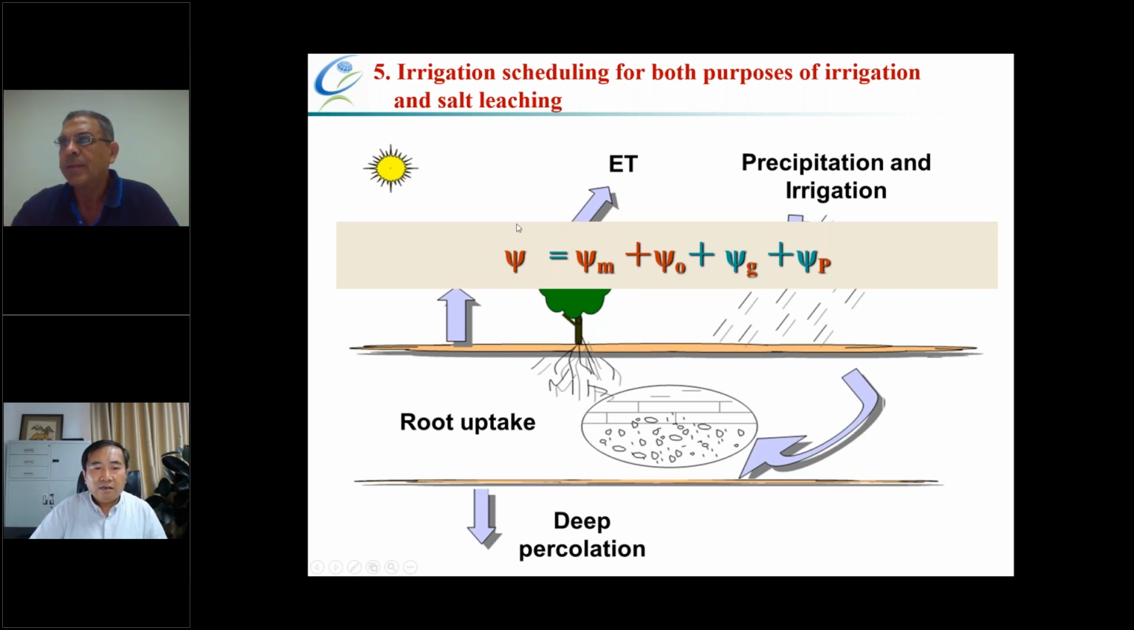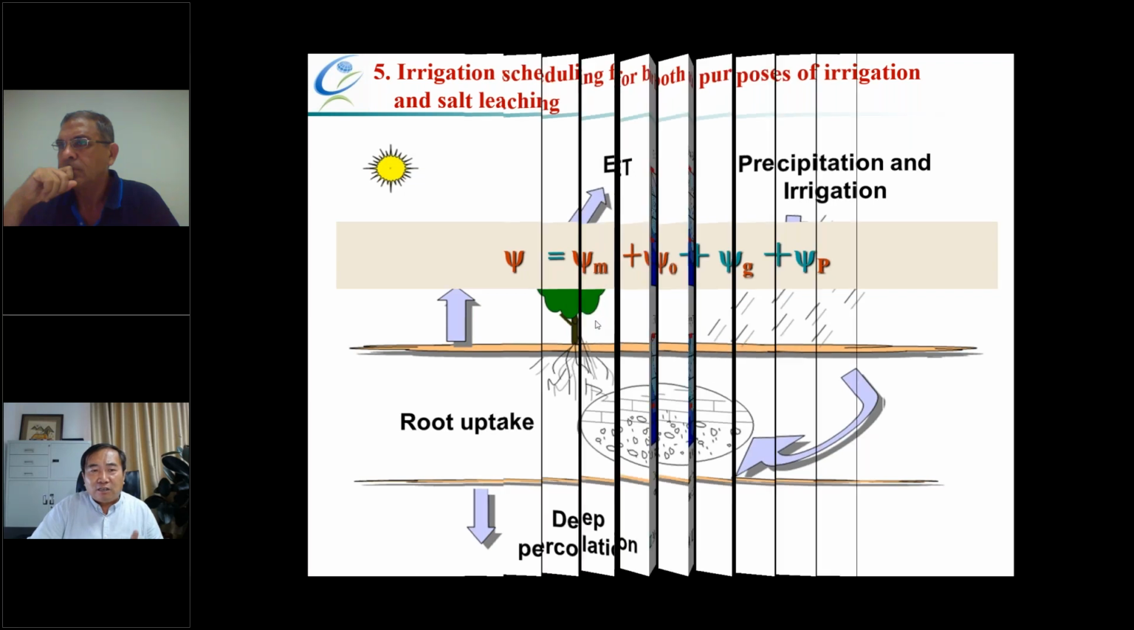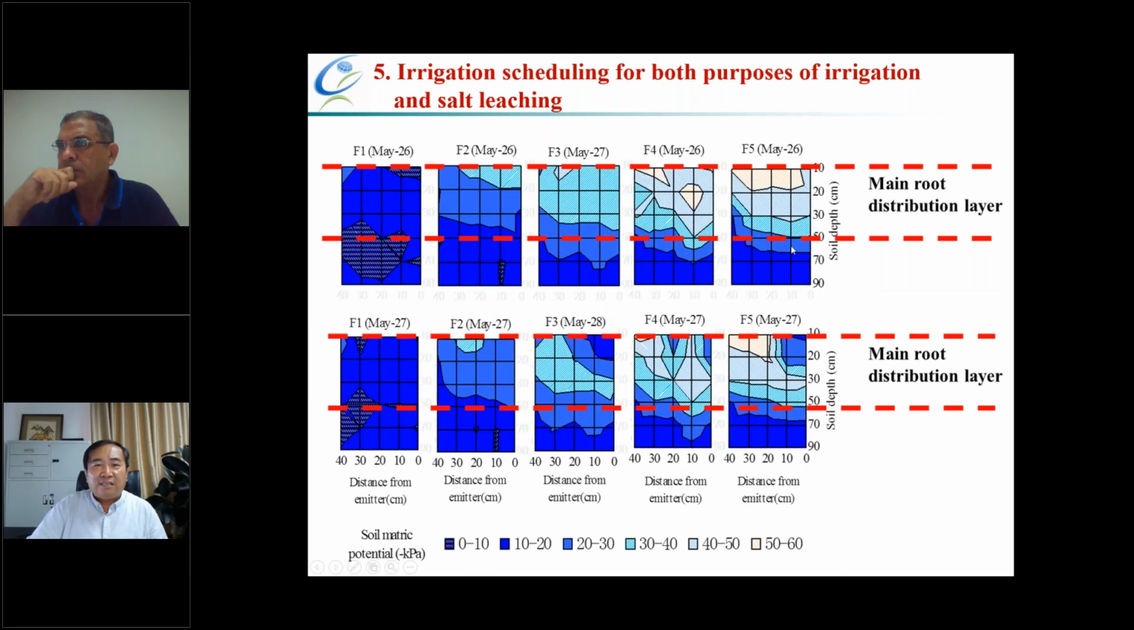Okay. As we know, soil water moves according to the soil water potential, and soil moisture is determined by the soil matric potential. So, as we told before, when we control the soil matric potential at 20 centimeter depth immediately at the drip emitter, we can maintain the soil matric potential in the main root distribution layers.